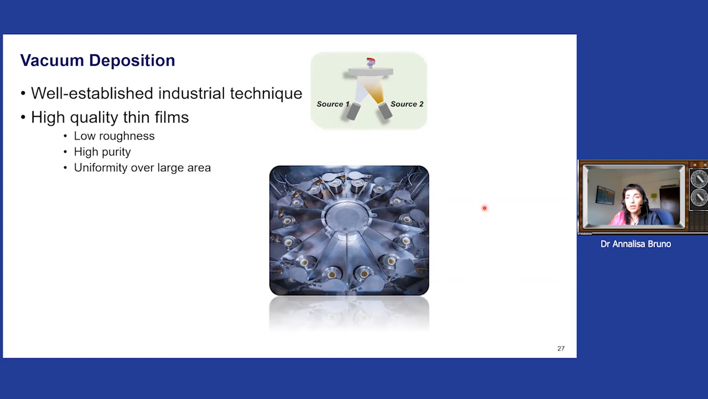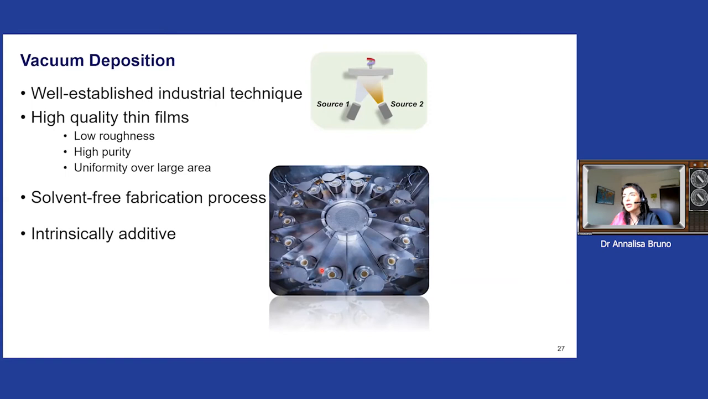Why is it widely used? Because it can guarantee high quality films with low roughness, high purity, and uniformity over a large area. This is a typical example of a chamber where multiple materials can be co-evaporated at the same time. It's a solvent-free process and is intrinsically additive, so it means that you can evaporate one layer after the other without interference with the one below, which is very promising for many applications.